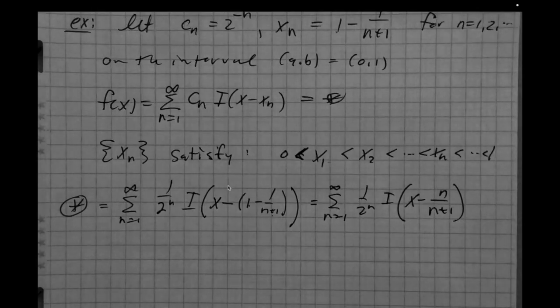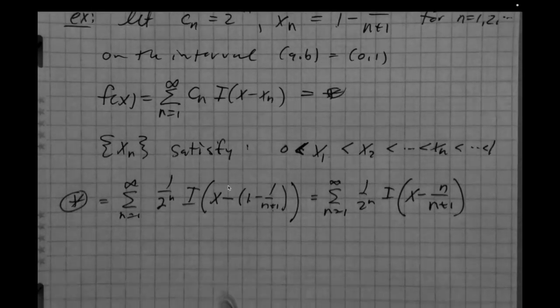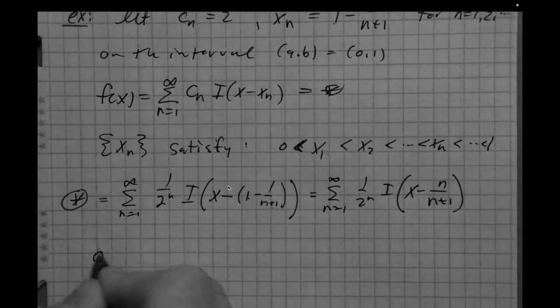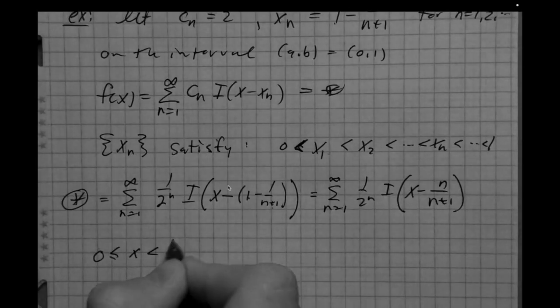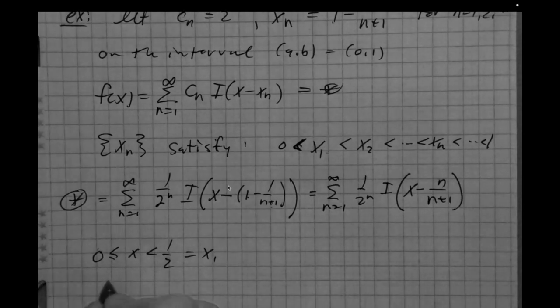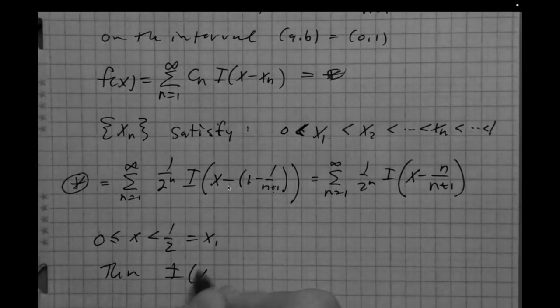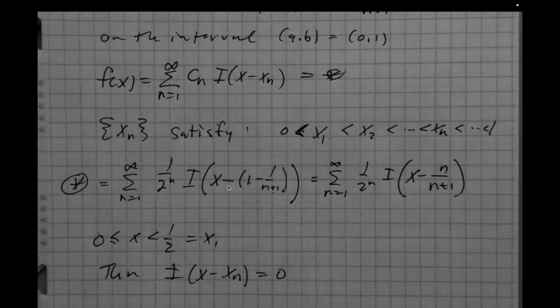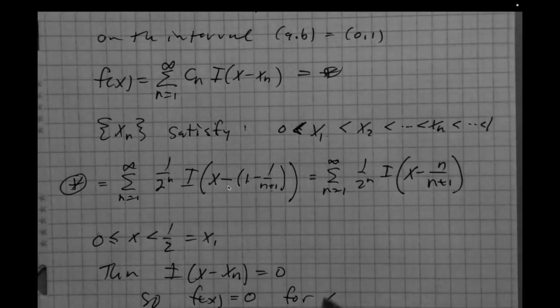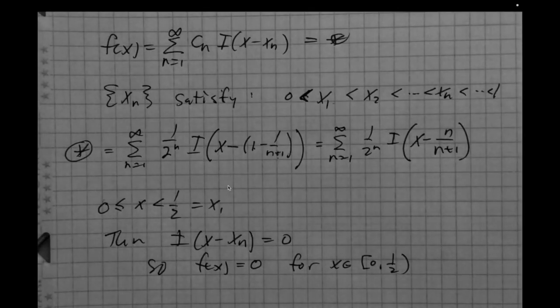Maybe that's helpful, but actually it might be easier to work with it from this standpoint. Now you could do some work, and you could see that whenever x is between 0 and 1/2, I of x minus x_n is equal to 0. So f of x is just equal to 0 whenever x is in the open interval 0 to 1/2.